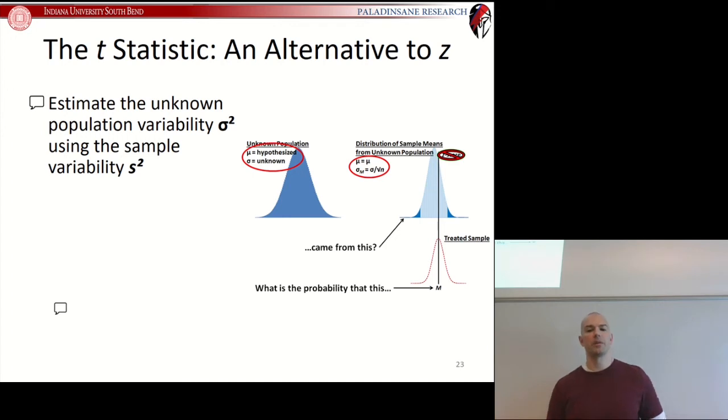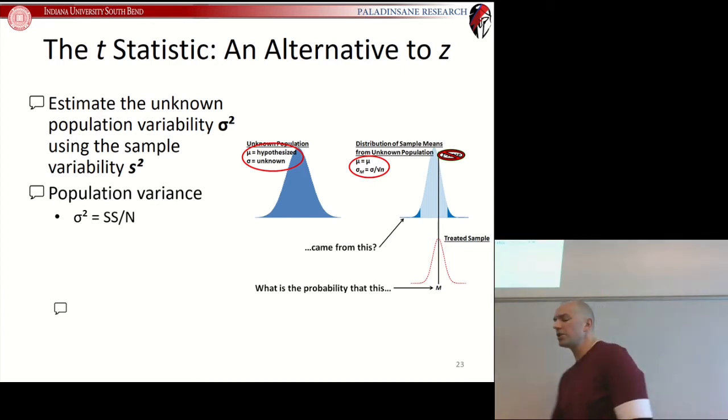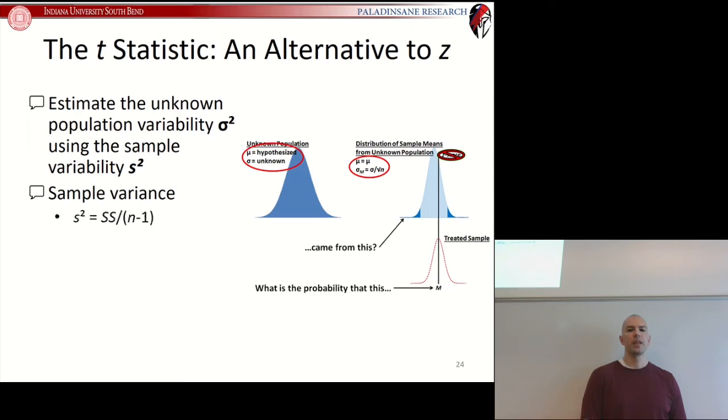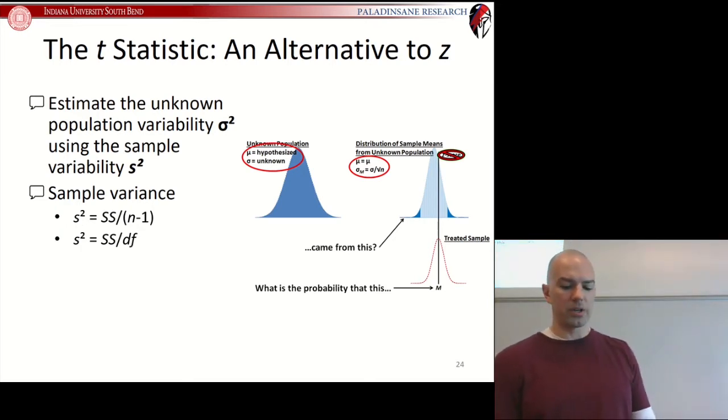So recall that population variance was equal to the sum of squared deviations divided by the size of your population. Population standard deviation was equal to the square root of the population variance. So we don't know those numbers. We're going to use our sample variance to estimate those. And sample variance is the sum of squared deviations divided by the size of your sample minus 1. That is known as the sum of squared deviations divided by your degrees of freedom.